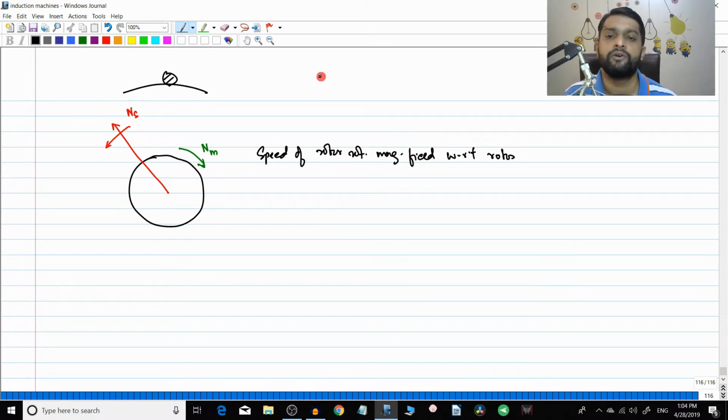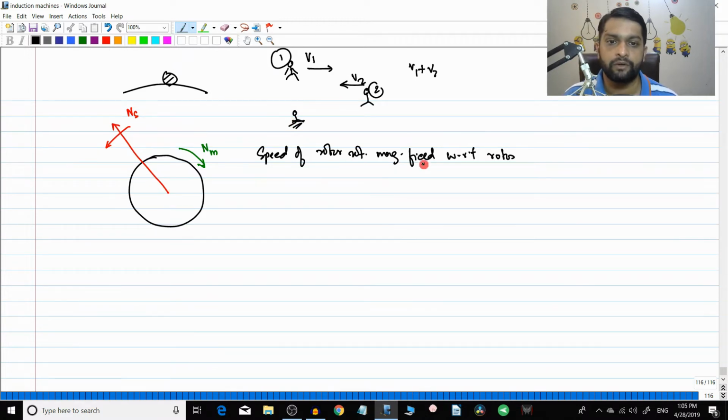I've already told you, for example, when you have two people, one walking with speed v1 like this, and the other in the opposite direction with speed v2, the relative speed between the two is v1 plus v2. But this v1 and v2 are with respect to a stationary observer. When I say person 1 is walking with speed v1, it is with respect to this stationary observer, and when I say person 2 is walking with speed v2, it is also with respect to this stationary observer. So here also we have to define it like that.